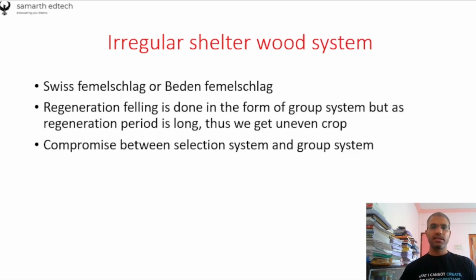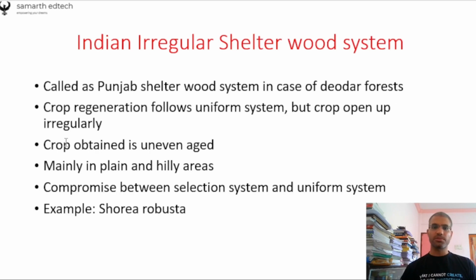Then Indian irregular shelter wood system. Previously we have seen the irregular shelter wood system. Now we are observing Indian irregular shelter wood system. This is also called the Punjab shelter wood system in the case of Deodar forest. Okay, this is another name. There is a research paper written by Glover. So he has said that it is also called the Punjab shelter wood system in the case of Deodar forest. The crop regeneration system follows uniform system.